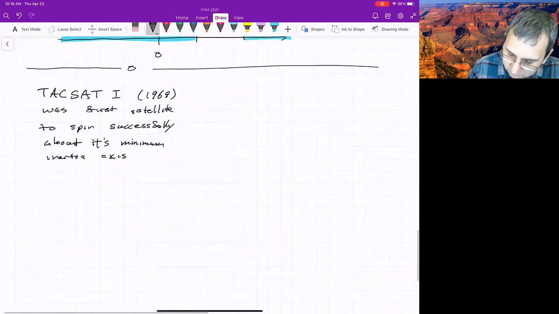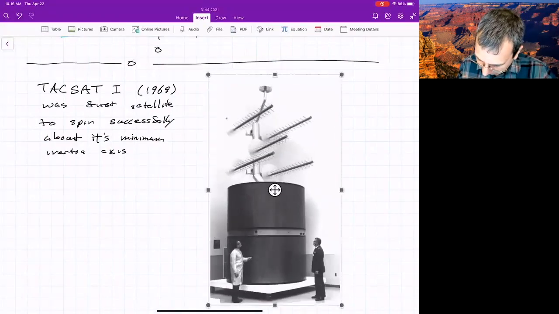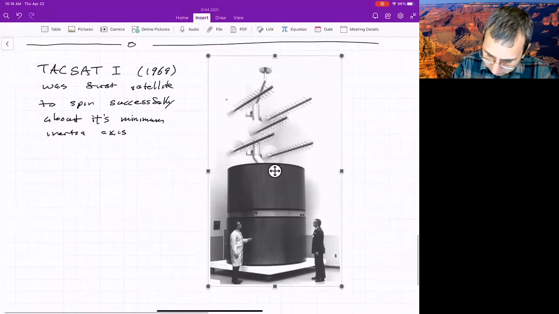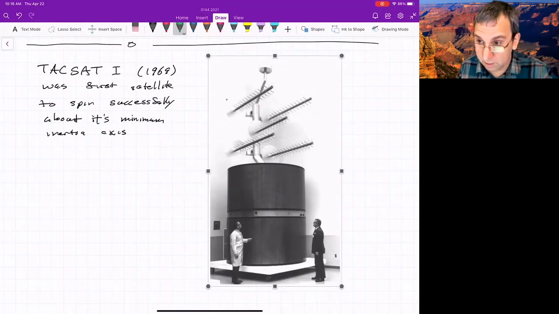And I've got a figure. It's pretty big. So this is what it looked like in the clean room. They should be wearing gloves. I don't know what's up with that. Yeah, it was the 60s. They probably went and had a smoke after this.